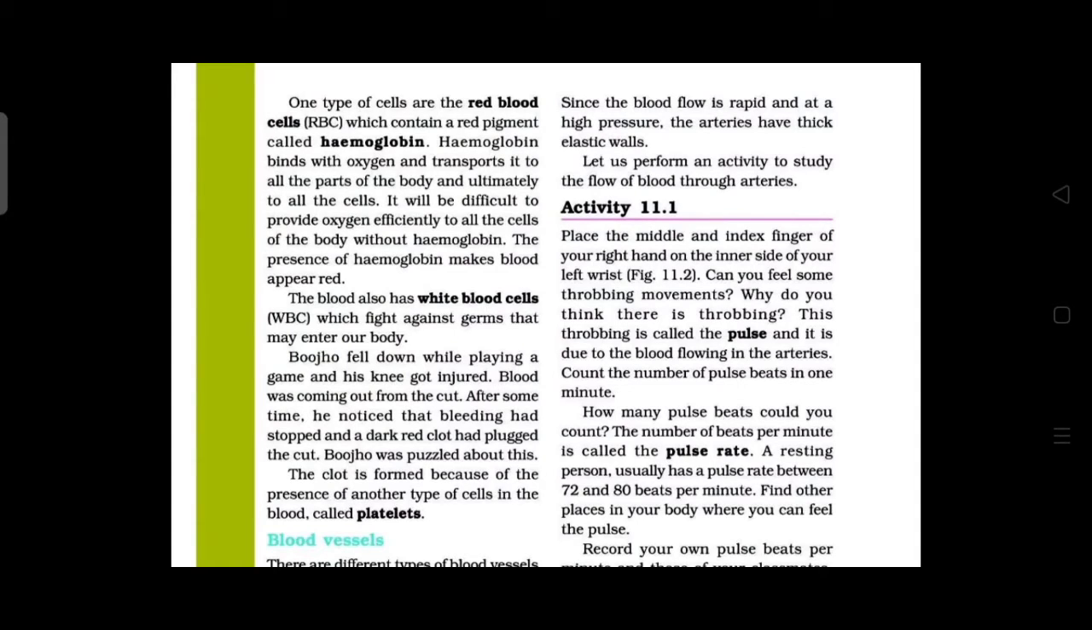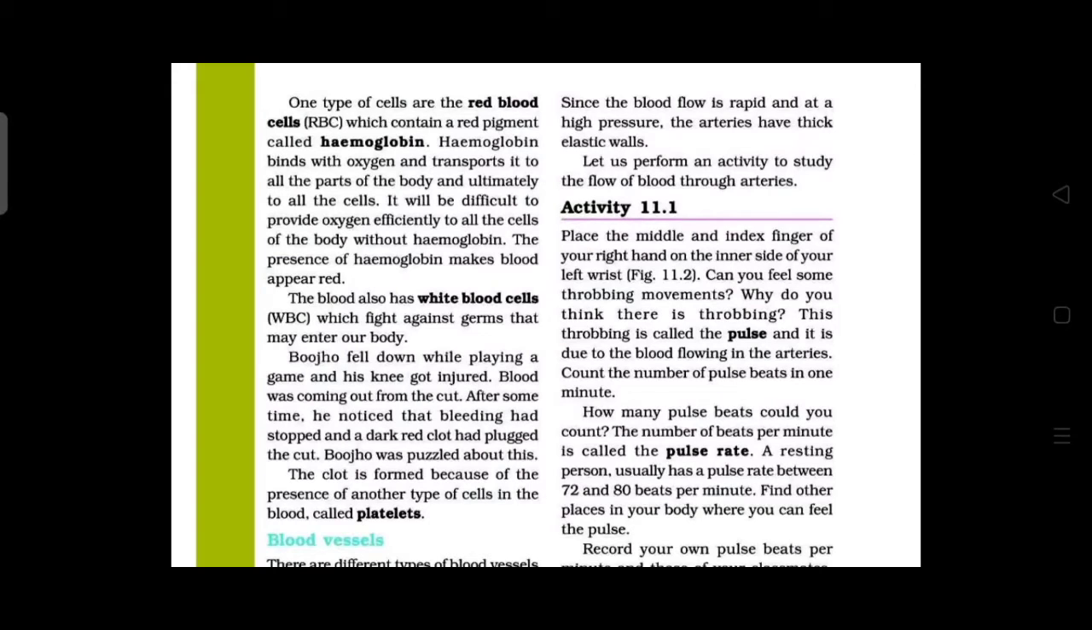It would be difficult to provide oxygen efficiently to all the cells of the body without hemoglobin. With the help of hemoglobin only, oxygen is provided to all parts of the body.